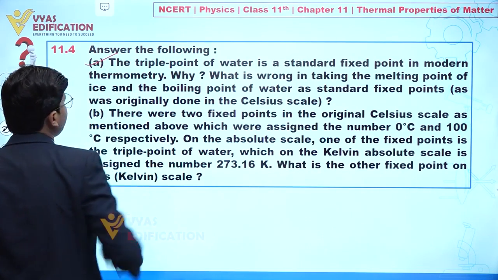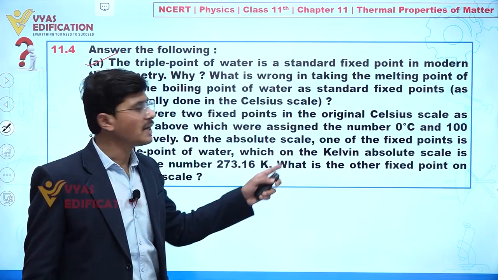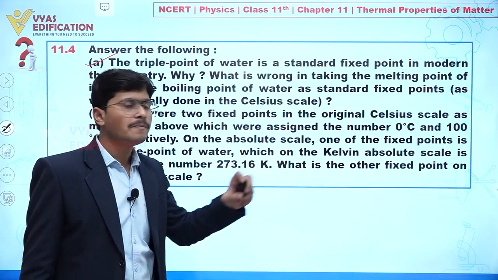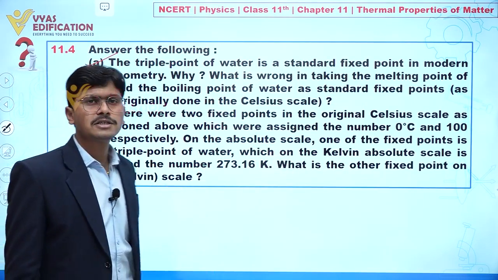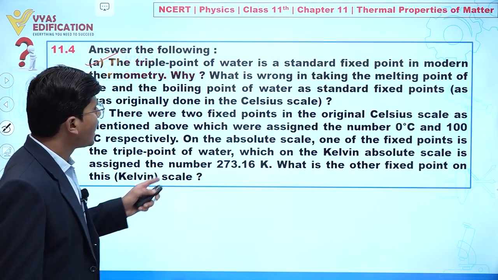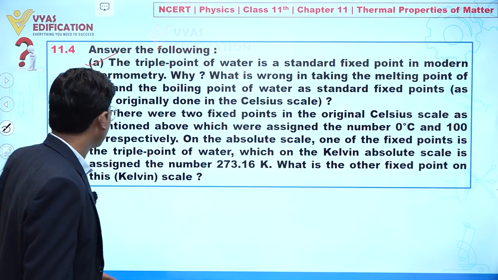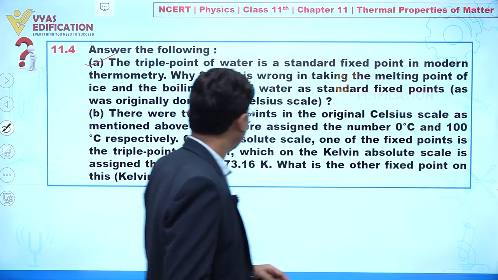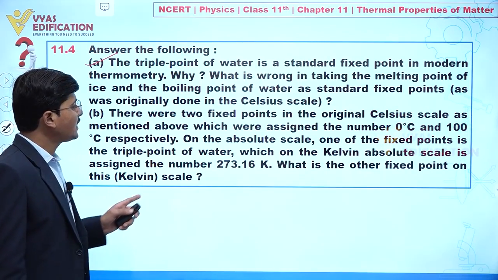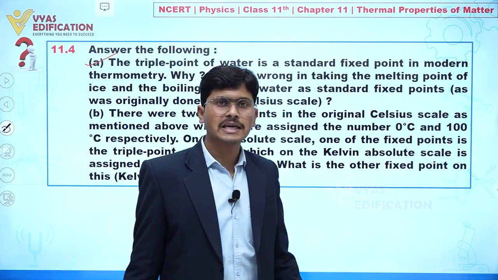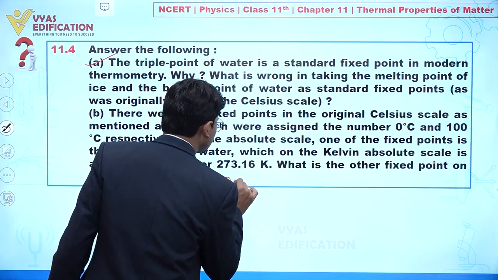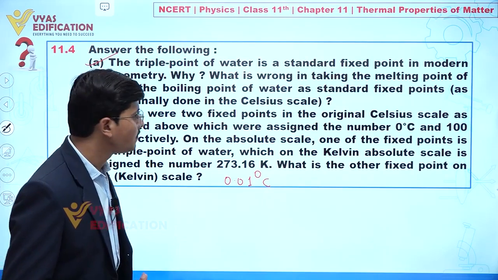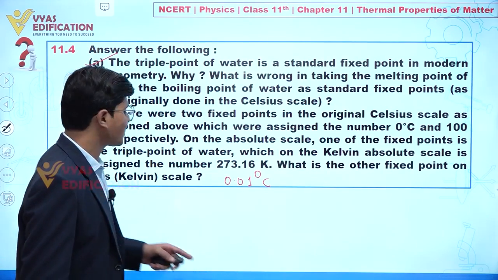In part B it is given that there were two fixed points in the original Celsius scale mentioned above, which were assigned the numbers 0 degree Celsius and 100 degree Celsius respectively. On the absolute scale, one of the fixed points is the triple point of water, which we have already included in modern thermometry. On the Kelvin scale it has the number 273.16 Kelvin, equal to 0.01 degree Celsius. This information is given to you in the question. What is the other fixed point on this Kelvin scale?